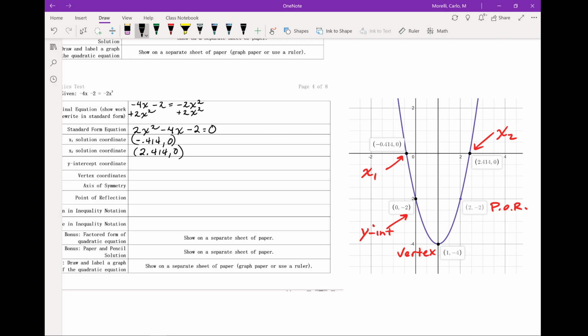Hey, you guys notice anything about these zeros, these solutions that we keep finding? The distance they are apart is the distance from the axis of symmetry. Look, the axis of symmetry is at 1. Our negative solution was negative 0.414, and our positive solution was 2.414. So all that happened was we added 2.